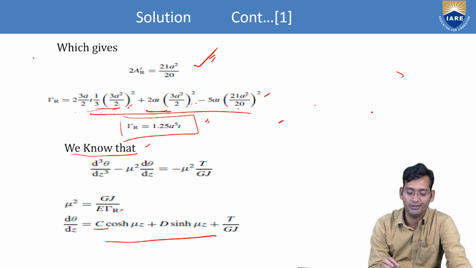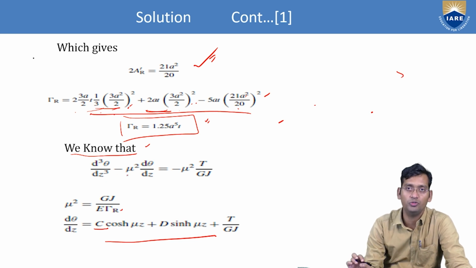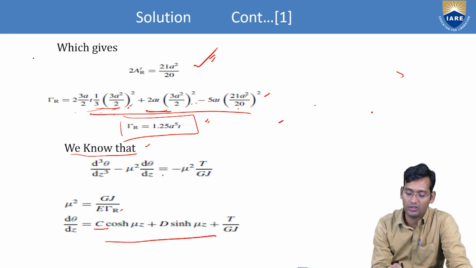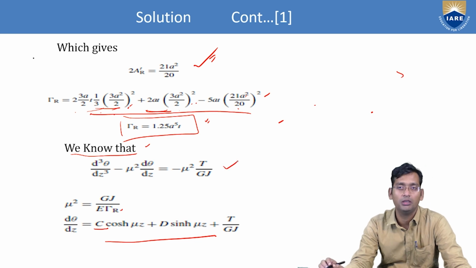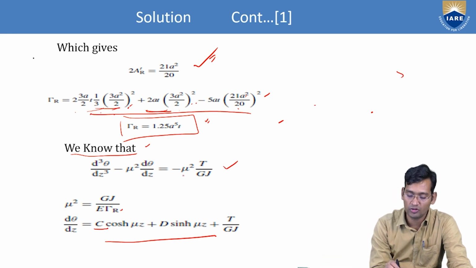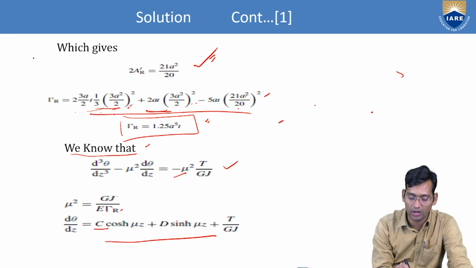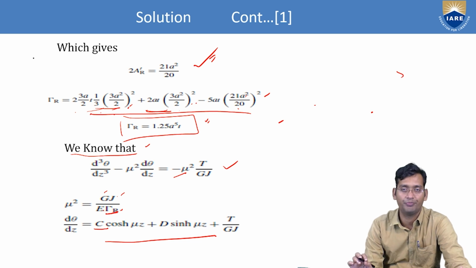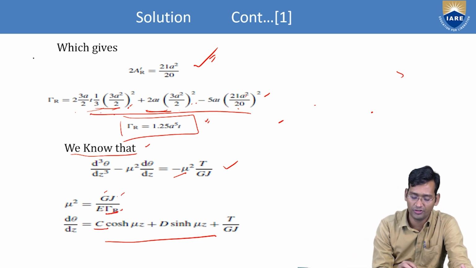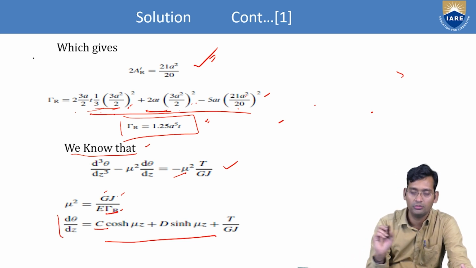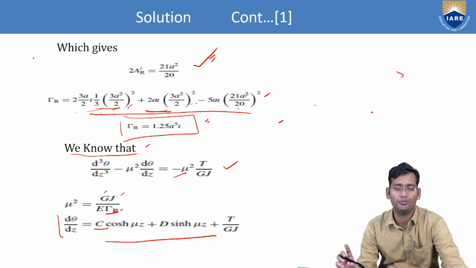Now we know that d⁴theta by dz⁴ minus mu square d²theta by dz² equals minus mu square t by GJ, where mu square is what? GJ by E tau r. So now E, the tau r we found. G, J and E are required, right? So J we will also find later. So just see now, come to the rate of twist equation.